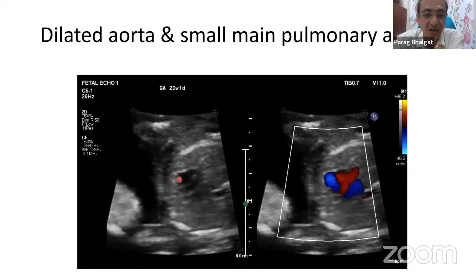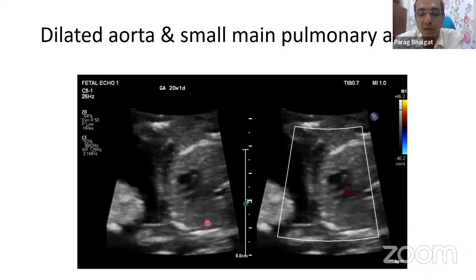So this is a dilated aorta and a small MPA continuing as the RPA. The LPA will be here. Just look at the cine loops again and again, so we will appreciate the image and try to understand. Once we know the anatomy, we can look for it.